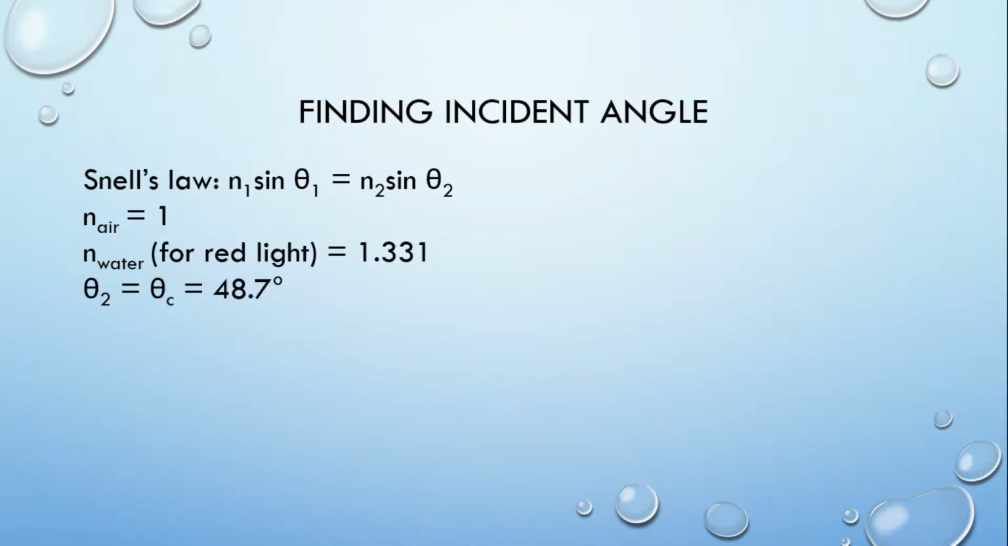From there, we can calculate what the incident angle of the sunlight hitting the raindrop needs to be, again using Snell's law. Since we're starting in air and moving into water, N1 is 1, and N2 is 1.331. We're using the index of refraction for red light again because we found the critical angle for red light in the previous example. We can plug that in for theta 2 and solve for theta 1. You may pause the video now to go through the calculations yourself, then we'll go through them together.